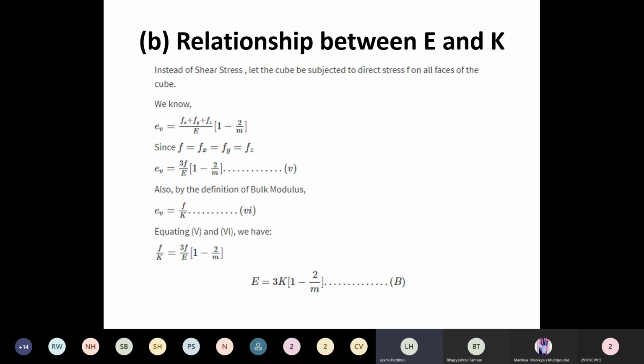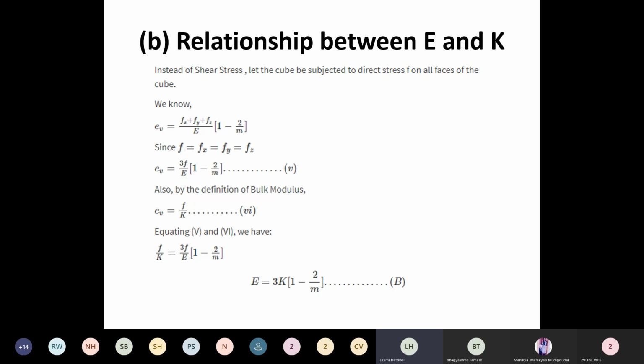Now how did I write 1 minus 2 divided by M? I have told you lateral strain is mu times linear strain. So instead of writing mu, I am taking it as 1 divided by M. If you split that, you will get this equation. Now, since in all the three directions direct stress is the same, Fx, Fy, Fz I'll take as F. So EV is taken as 3F divided by E into 1 minus 2 divided by M. Now call this equation 4.